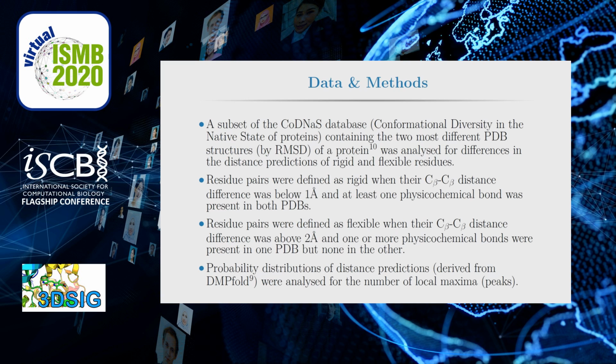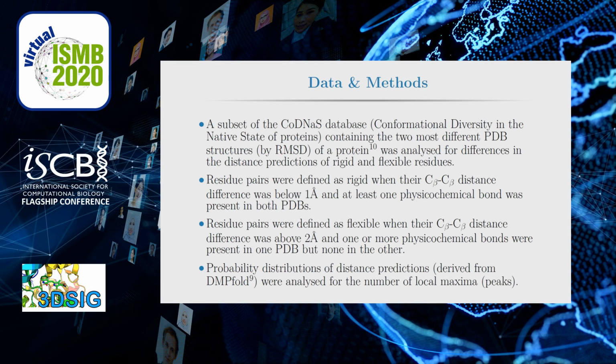Every residue pair has a C-beta-C-beta distance. In the case of glycine, we took the C-alpha atom. And because we used two different PDB structures of the same protein, we also have the same residue pair twice, and we get two C-beta-C-beta distances. And from that, we can calculate the C-beta-C-beta distance difference. And the same is also true for physicochemical bonds between those two residues. And taking the criteria of the distance difference and the bonds, we classified residue pairs into rigid or flexible sets.